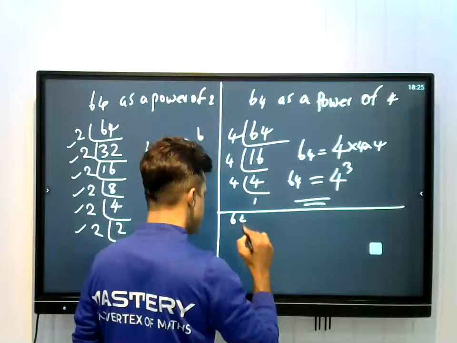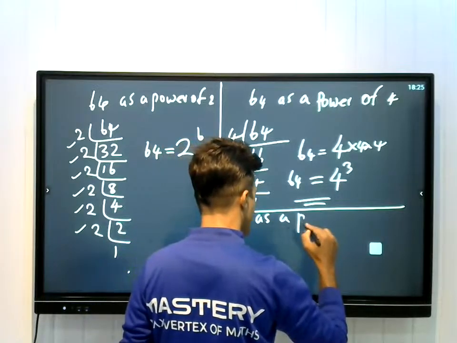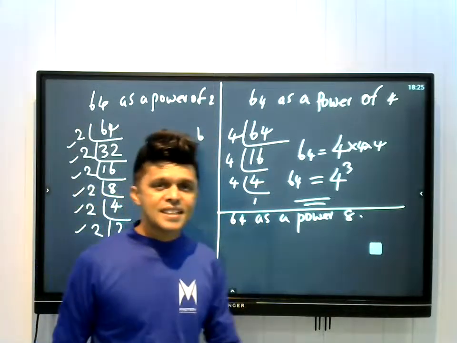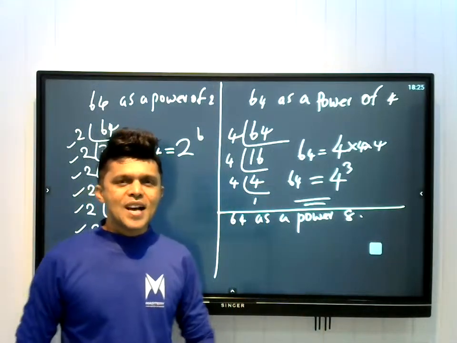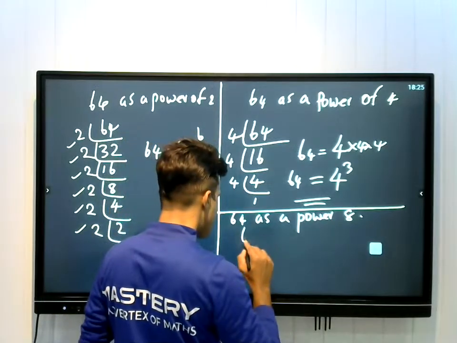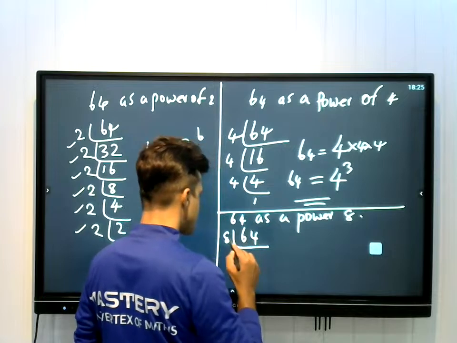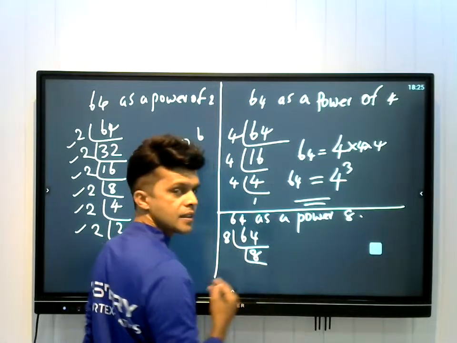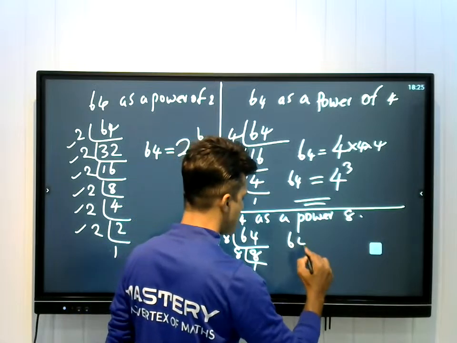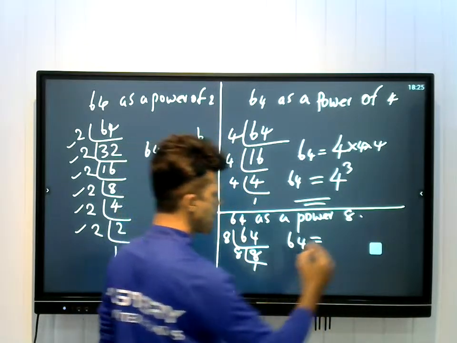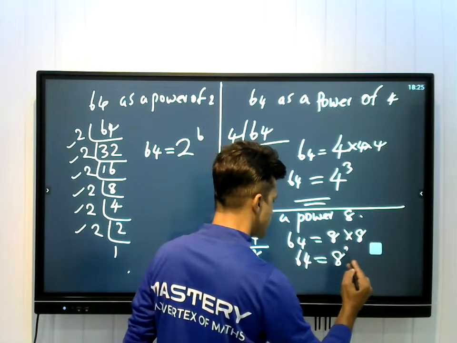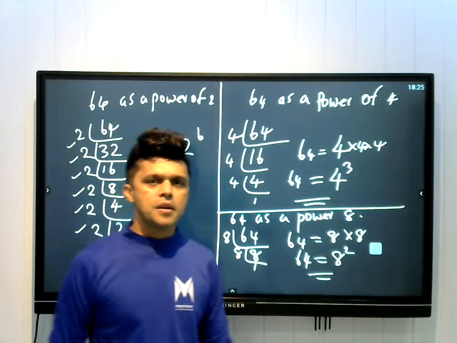64 can be written as a power of 8. How can you do this? 64 can be divided by 8. 64 upon 8 is 8. 8 upon 8 is 1. So 64 equals 8 into 8. So 64 equals 8 to the power 2.